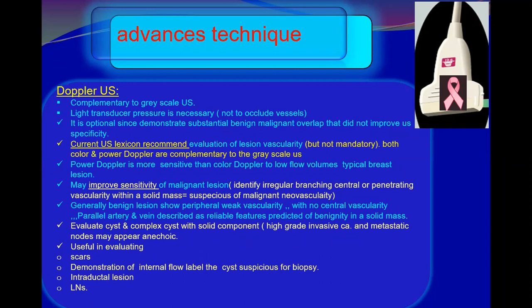But as we mentioned, it does not very precisely differentiate between benign and malignant. But definitely Doppler is helpful, especially in intraductal lesions, if it is present. If it is not present, it will not exclude. But if it is present, definitely it will preclude that it is nonspecific secretions, and it's useful in evaluation of scars, complicated or complex cysts, and in case of lymph nodes.